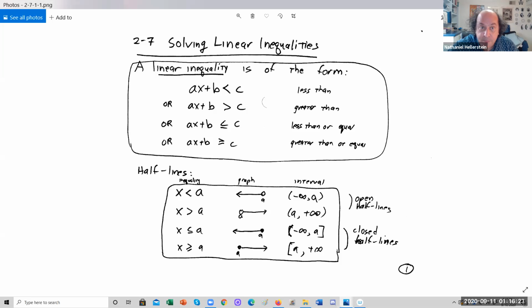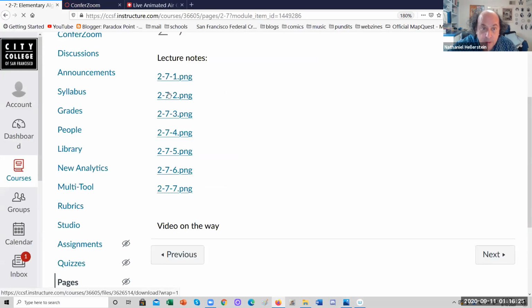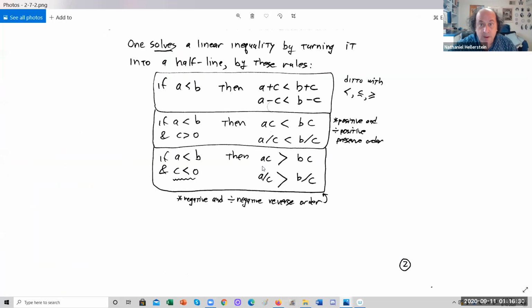Okay, so you solve a linear inequality by turning it into a half line. We'll use these rules, which are sort of like the transposition rules, but with a little bit of a change for one set of operations. If a is less than b, then you can add c to both sides and subtract c from both sides. It works with less than or equal, and greater than. So if you have two numbers in order, you can move them to the right or to the left, and they'll stay in the same order.